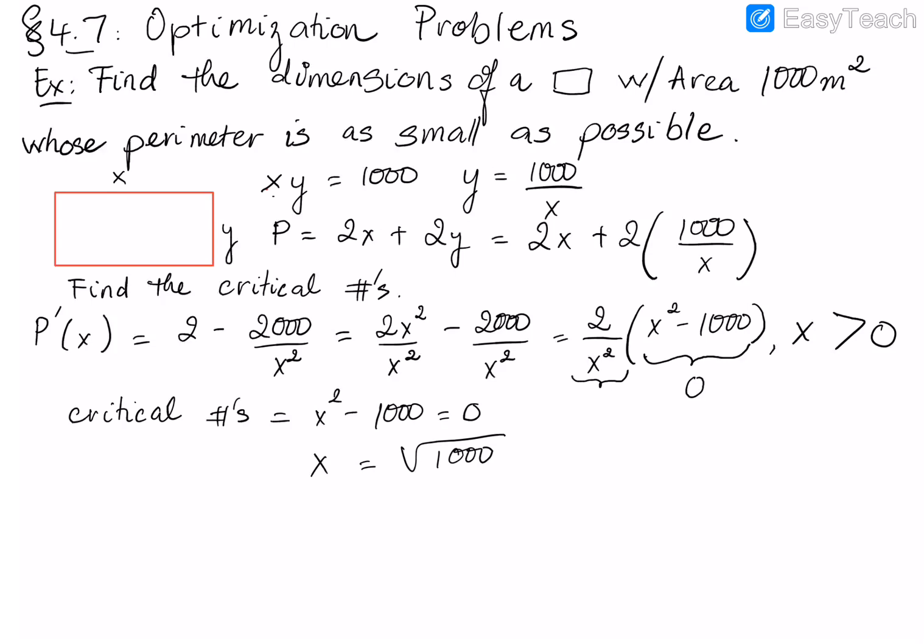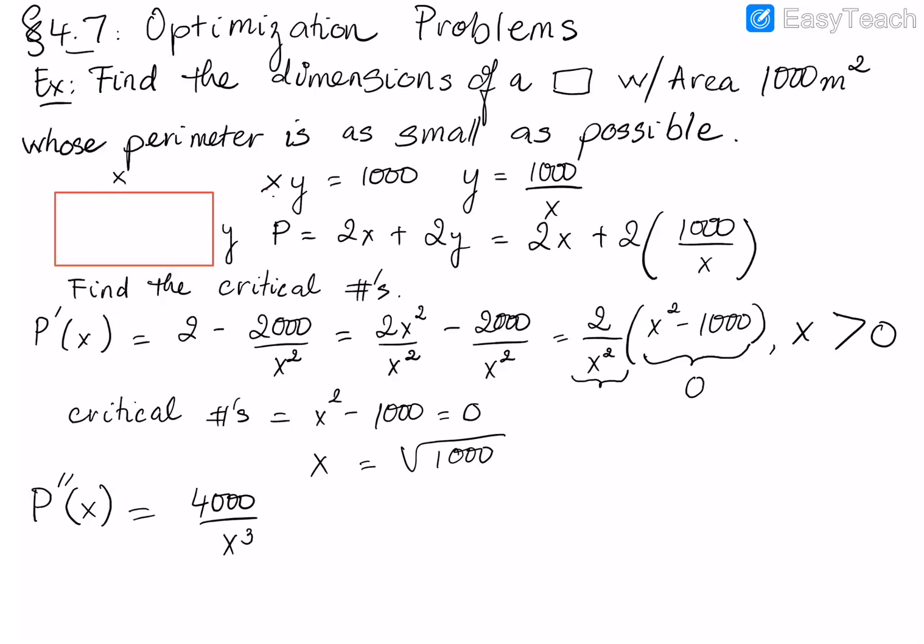Now let's take the second derivative because we want to check for concavity. So for concavity, I'm going to take P double prime of x. You want to take the derivative, which is going to be 4,000 over x cubed.